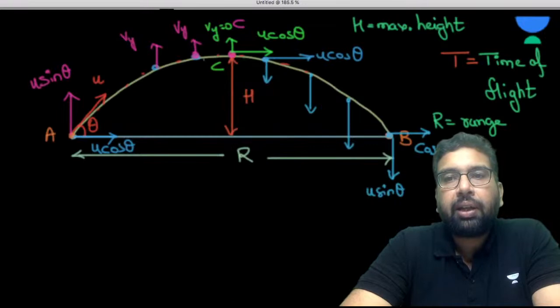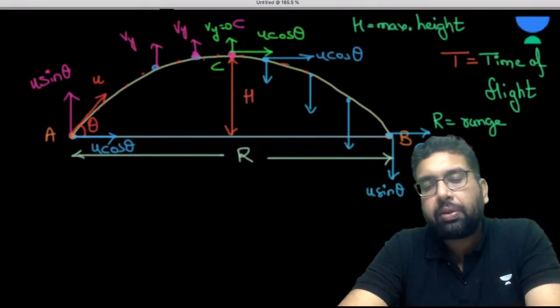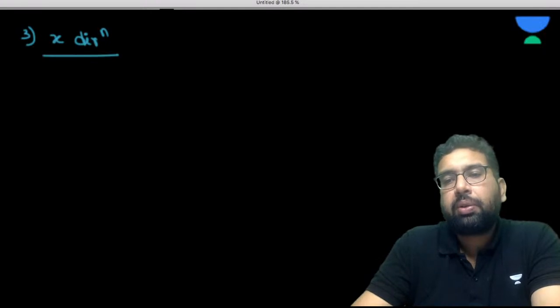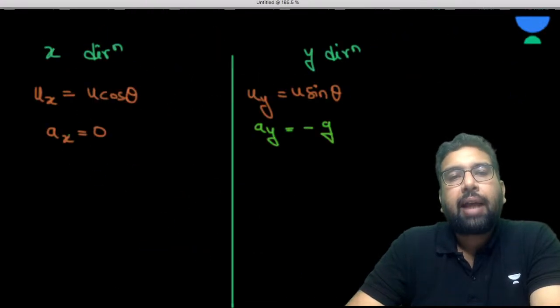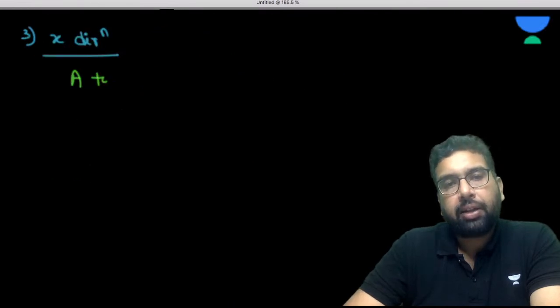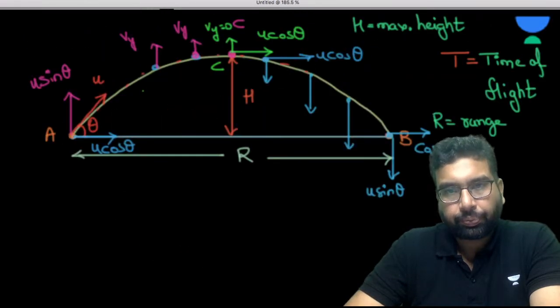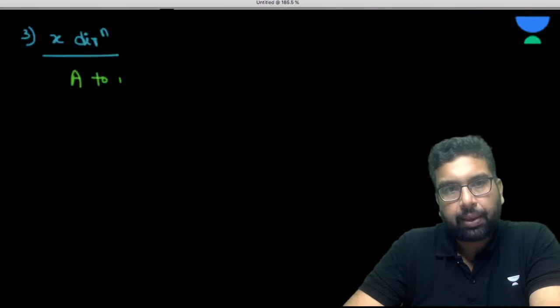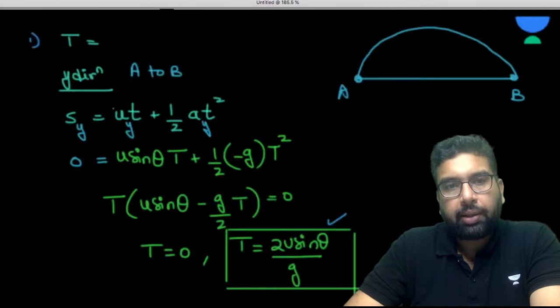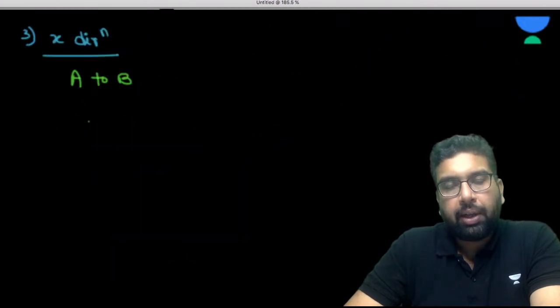Now similarly, we can find the horizontal range. So if I find the horizontal range, I need to see the motion in the x direction. Now again considering the motion in the x direction from A to B.